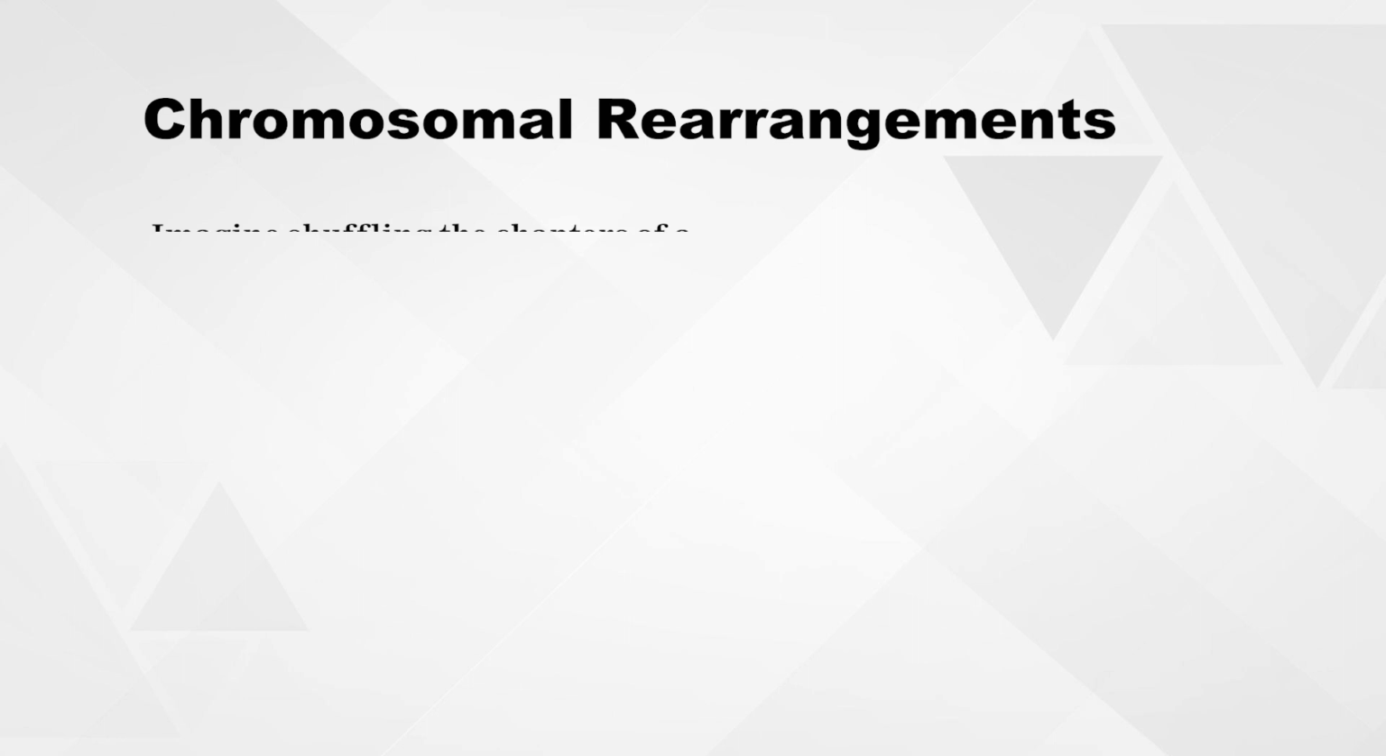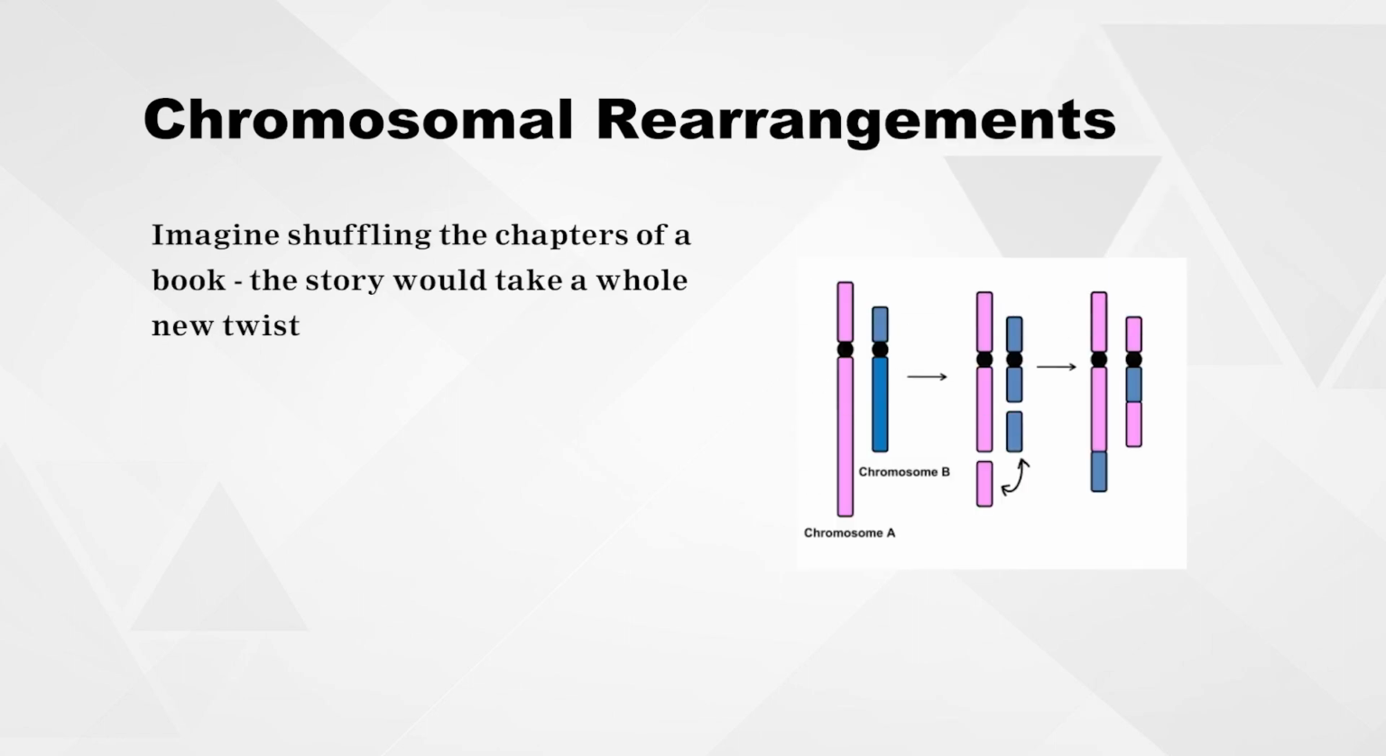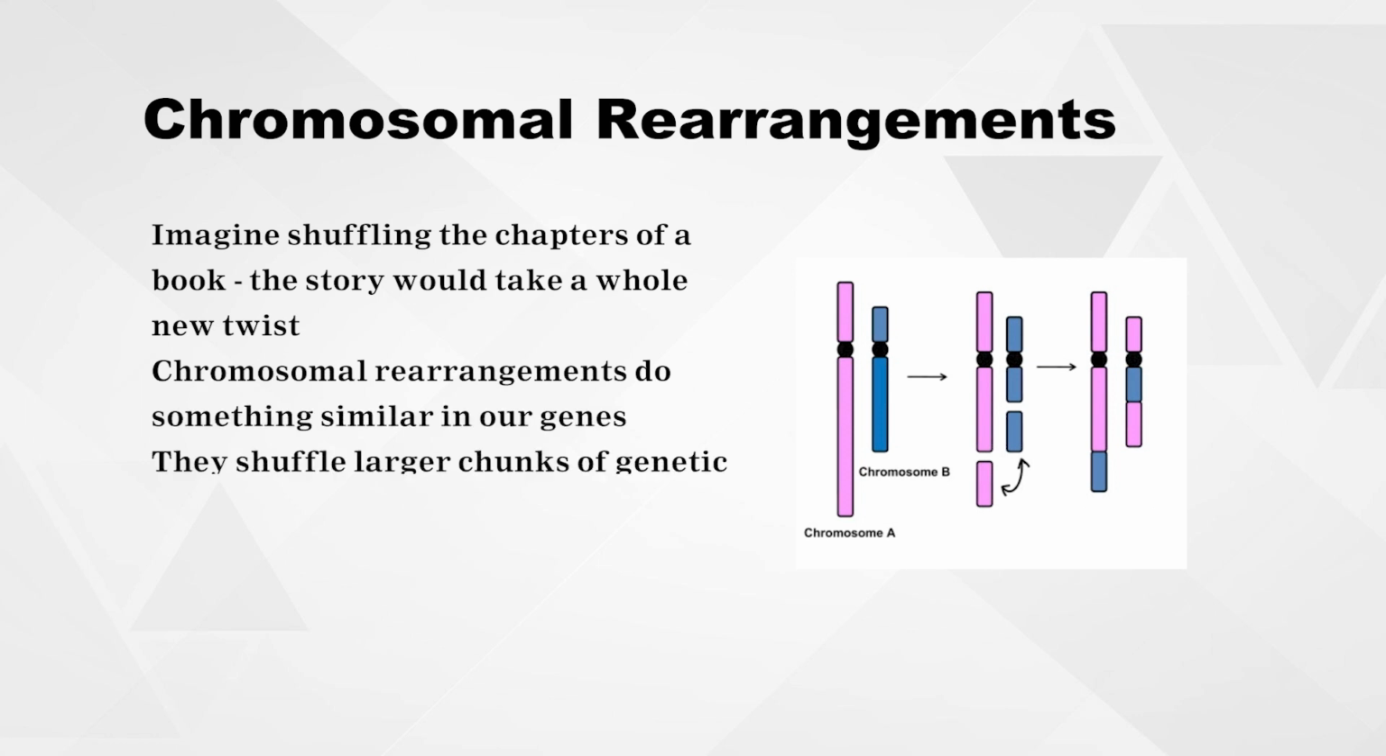Another important type is chromosomal rearrangements. Imagine shuffling the chapters of a book. The story would take a new twist. Chromosomal rearrangements do something similar to our genes. They shuffle large chunks of genetic material between different chromosomes. Now you have understood these editing methods.